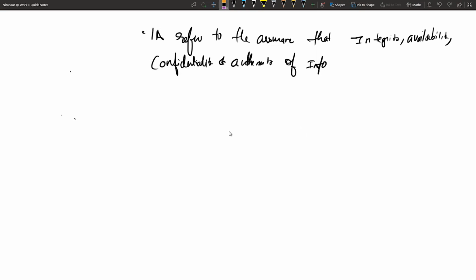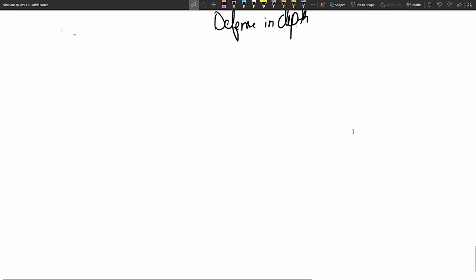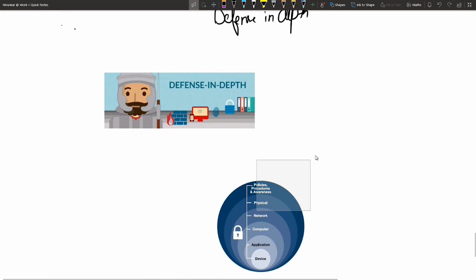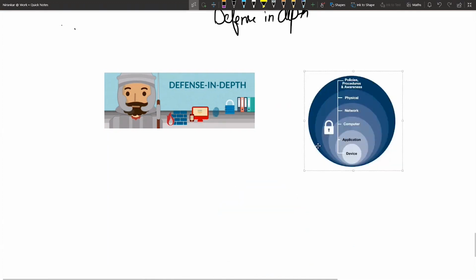Now, there is defense in depth. Defense in depth is a security strategy in which several protection layers are placed throughout an information system. It helps to prevent direct attacks against the system and its data, because if a person breaks one layer, it only leads the attacker to the next layer. So I'll explain it right now. Okay, so this is how defense in depth looks.